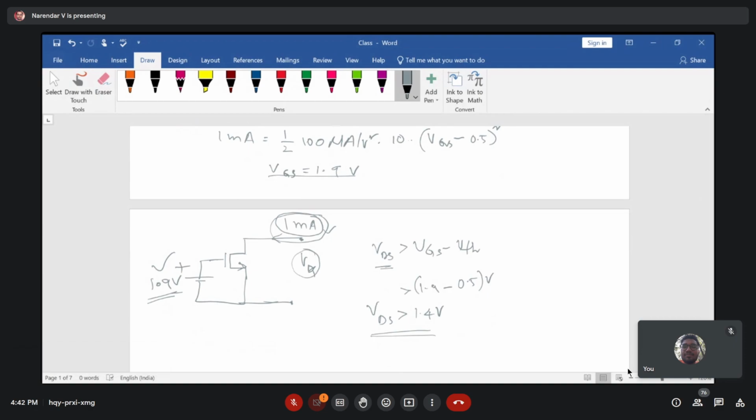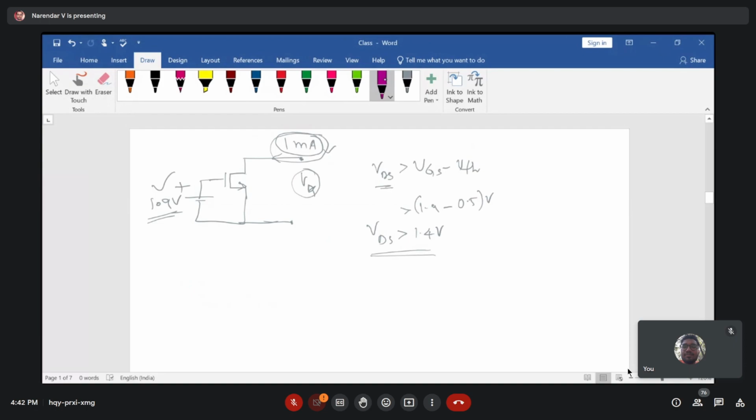Now the second case. We have taken the linear region and the saturation region of operation of your device. We'll talk a little bit about the channel length modulation factor and how channel length modulation is going to be incorporated into the equivalent model of your transistor.